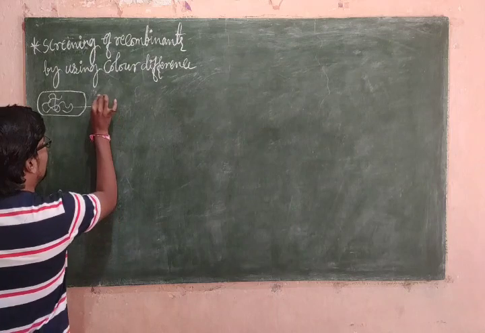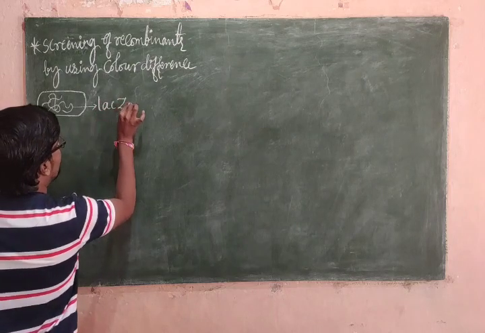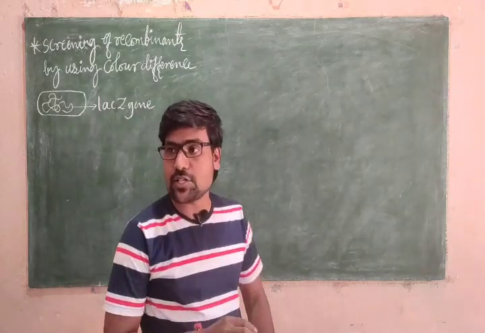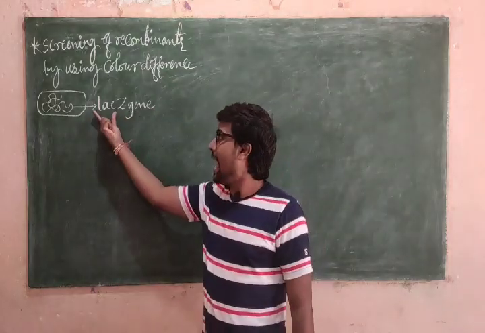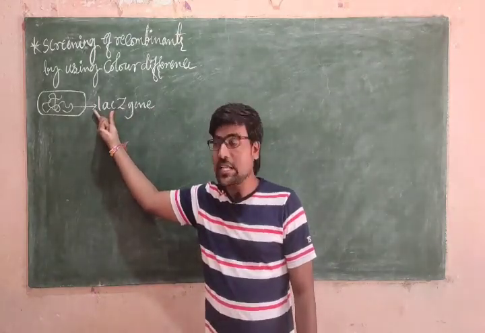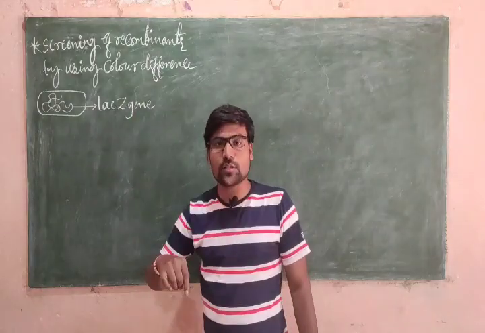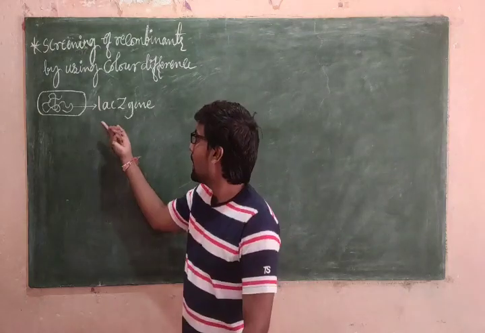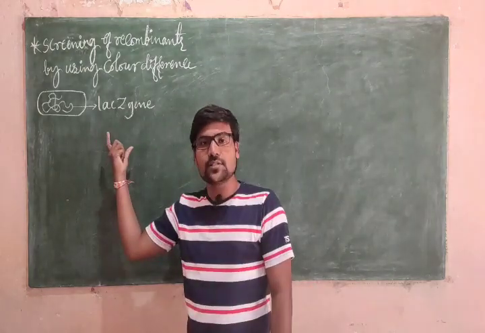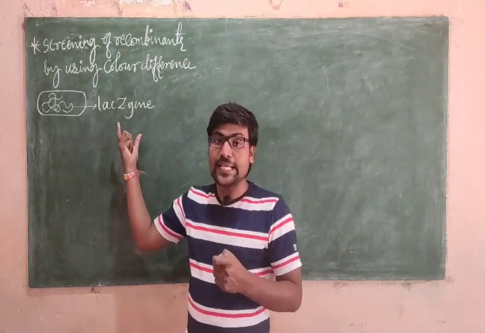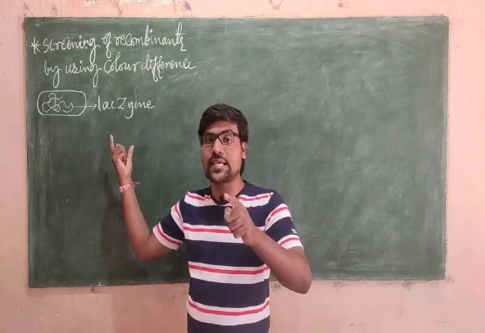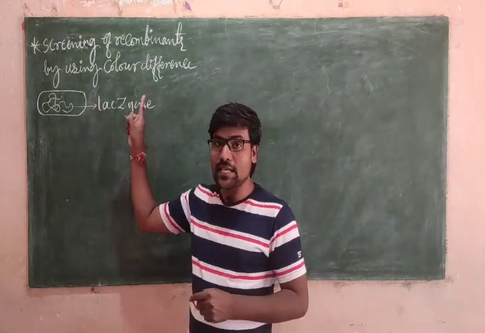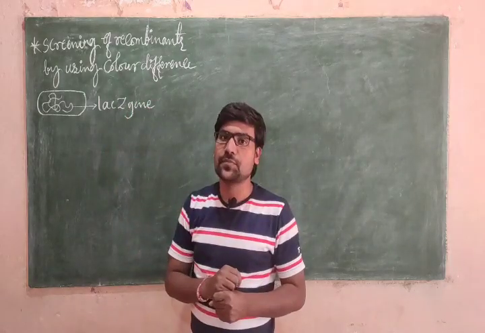Let me consider that gene is the LAC-Z gene. Which gene? LAC-Z gene. Here LAC stands for lactose. In the lac operon concept, Z, Y, A are the 3 types of structural genes. The LAC-Z gene produces one special enzyme, and that enzyme is beta-galactosidase. That means it is a gene producing the beta-galactosidase enzyme.